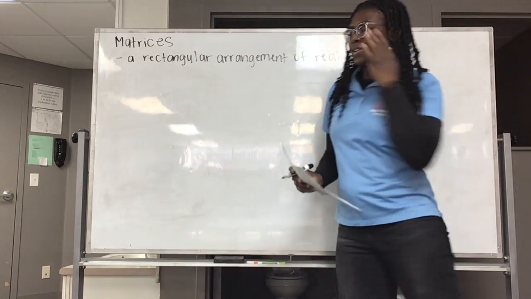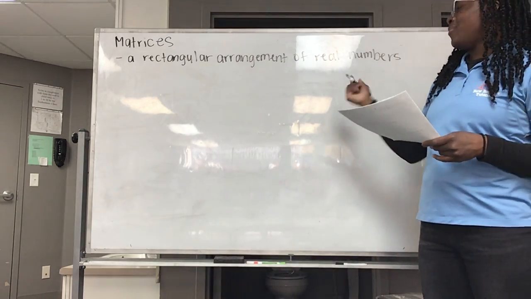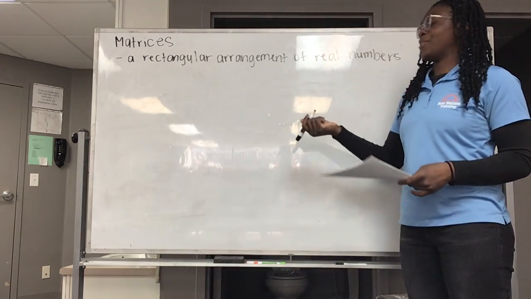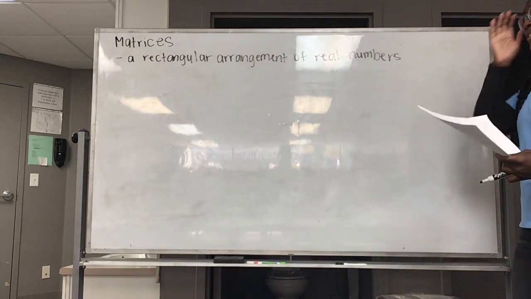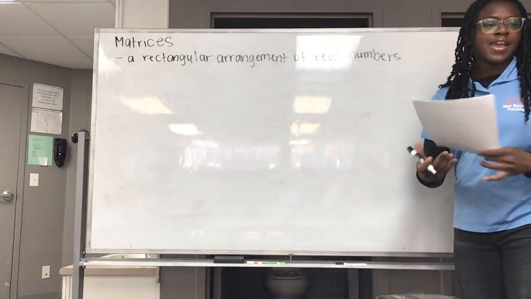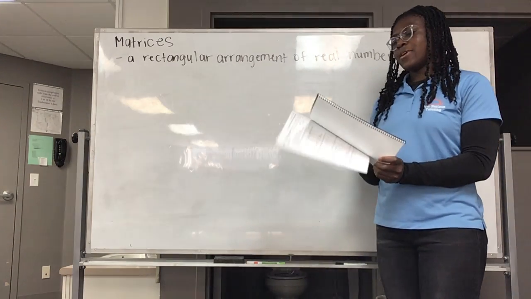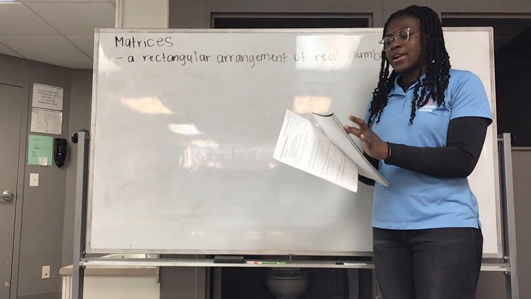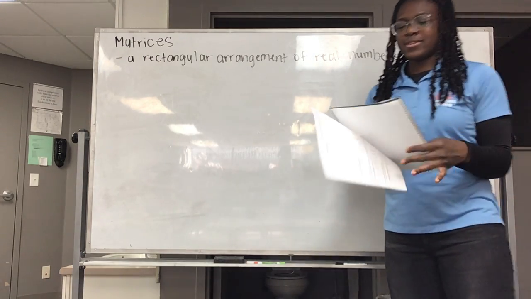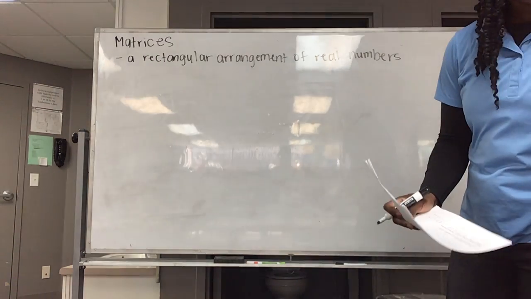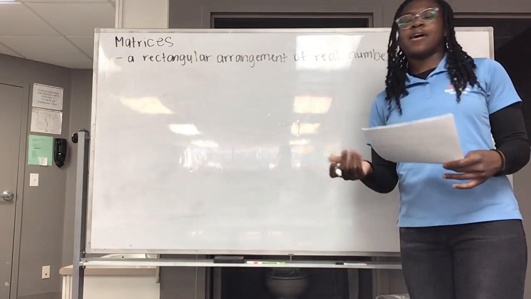Okay, so the definition: matrix is just singular, and matrices is plural. A matrix is a rectangular arrangement of real numbers. Again, if you look at your math packet, page 12, you can see one at the top there. Like I said, it's like a box with numbers in it. And on your packet, it says made up of rows and columns.